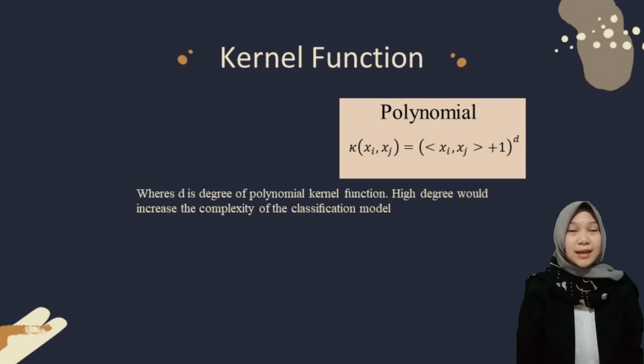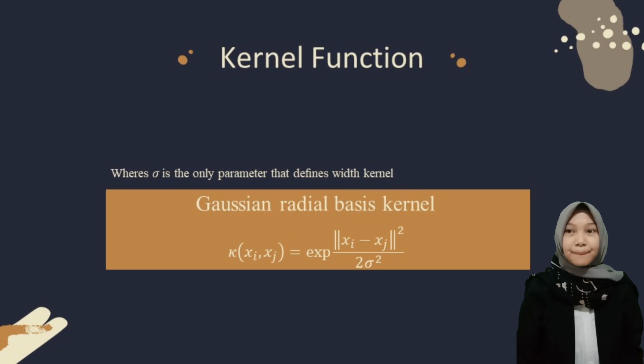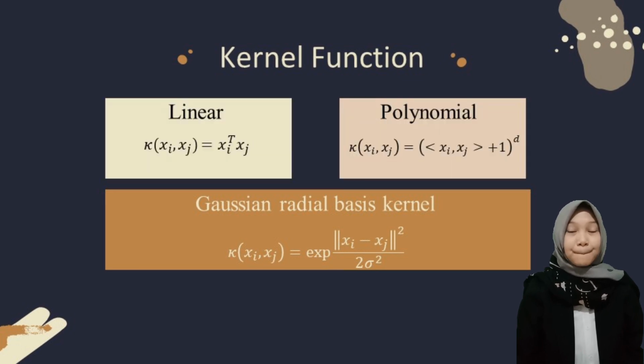The second one is polynomial kernel. There is D as the degree of the polynomial. A high degree increases the complexity of the classification model. And the last one, Gaussian radial basis. There is sigma as the parameter that defines the kernel. By comparing these kernels, the expectation is we know which kernel has the highest accuracy.